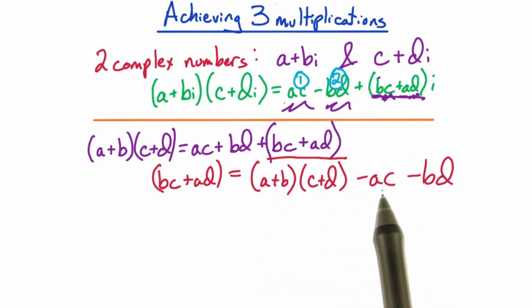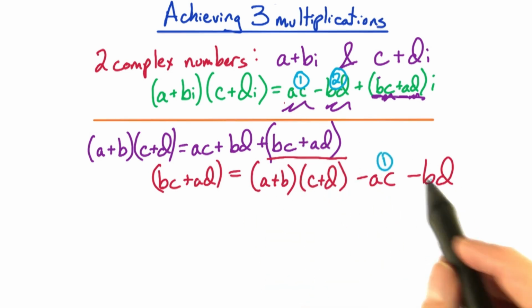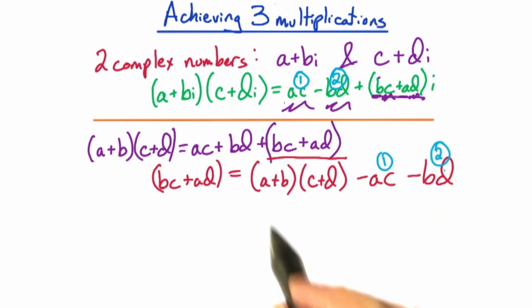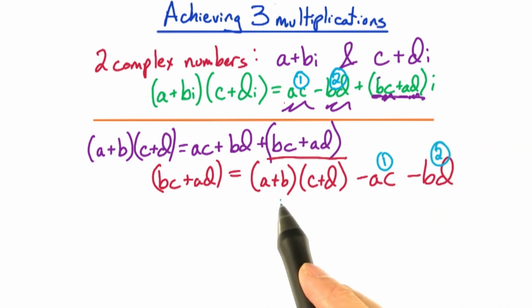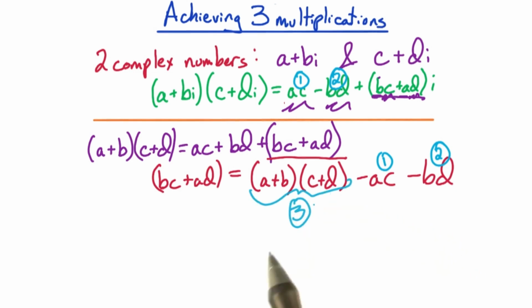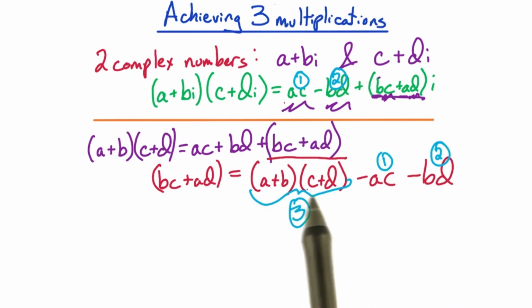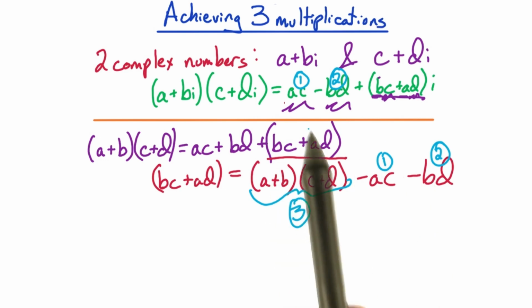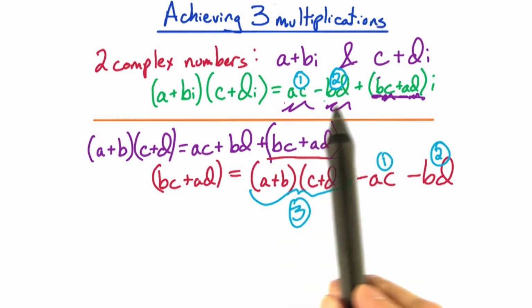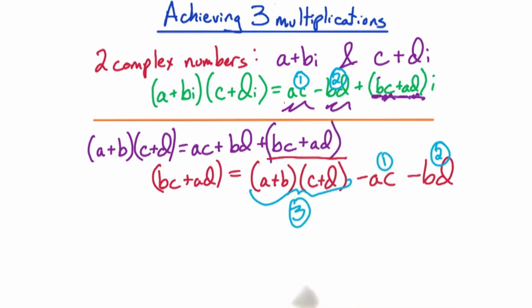Look, a times c we already know. b times d we already know. What's the third thing we need? We need a plus b times c plus d. This is the third real number multiplication that we need. If we compute these 3 terms, ac, bd, and a plus b times c plus d, then from those we can compute these 3 terms, ac, bd, and bc plus ad.